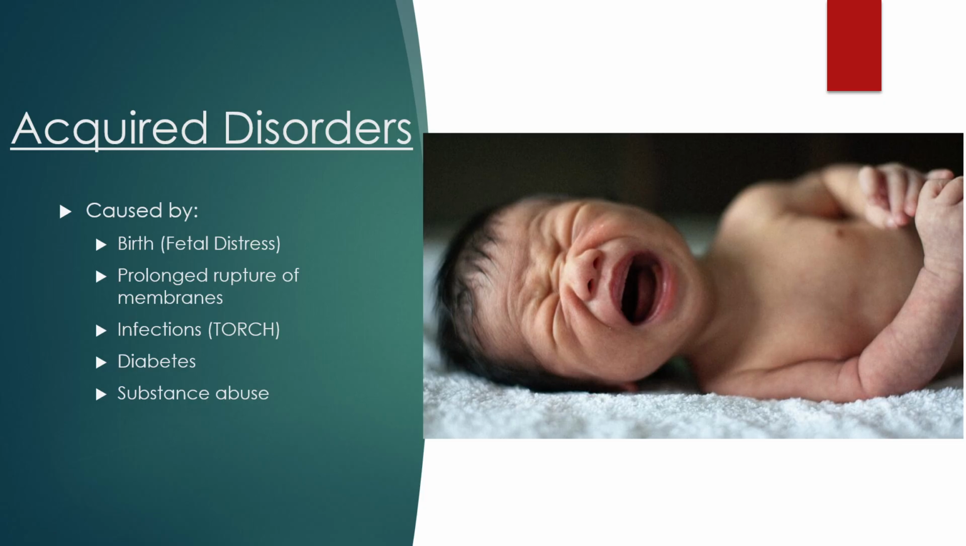So if the mom has had a prolonged rupture of membranes, if there's fetal distress, the 4 H's, so hyperbilirubinemia, hypothermia, hypoglycemia, hypoxia, birth injuries, meconium aspiration. These are all acquired conditions. Professor Payton discussed a lot of those in the previous module, so we're going to now focus on a few other acquired conditions in this section.